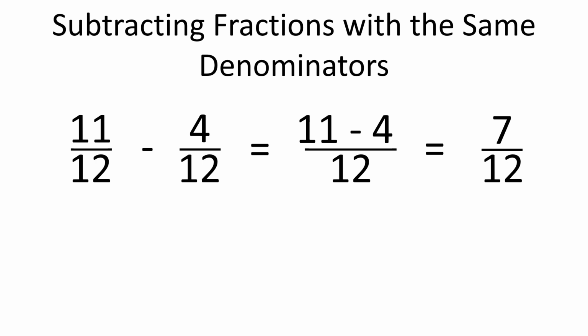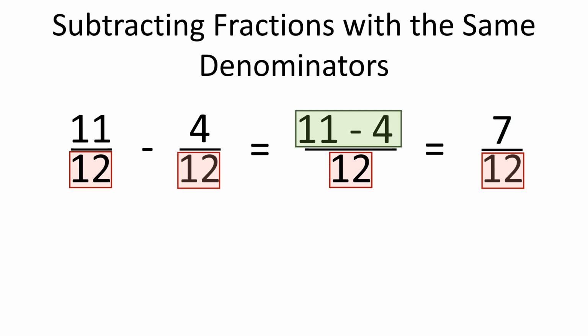Let's repeat what we have done. We are subtracting 4/12 from 11/12. As the denominators are the same, we only subtract the numbers in the numerators. So from 11, we subtracted 4. That gave us 7. So the answer is 7/12. Did you notice that we only subtract numerators, but the denominator did not change? When we subtract fractions with the same denominator, we only have to subtract numerators.